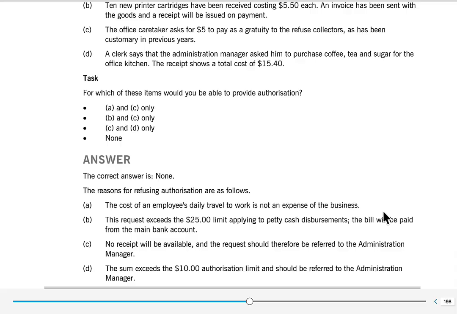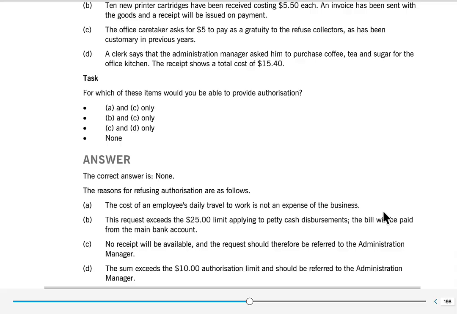Part 3. Now let us explain the answer, step by step. The book's answer says the correct choice is none. That means not even one of the 4 requests can be authorized by the petty cashier in this situation. Let us prove it carefully. A. Bus tickets for the new office clerk, total $3.60. This looks small, so students may think, yes, petty cash can pay it.